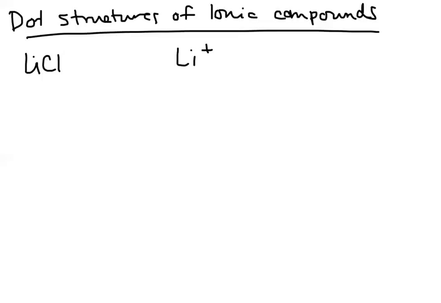Okay, I'll draw it out. So lithium starts as Li with a dot. That's neutral lithium. But lithium doesn't want that electron. So what is it going to do? Get rid of it, and it becomes Li+.